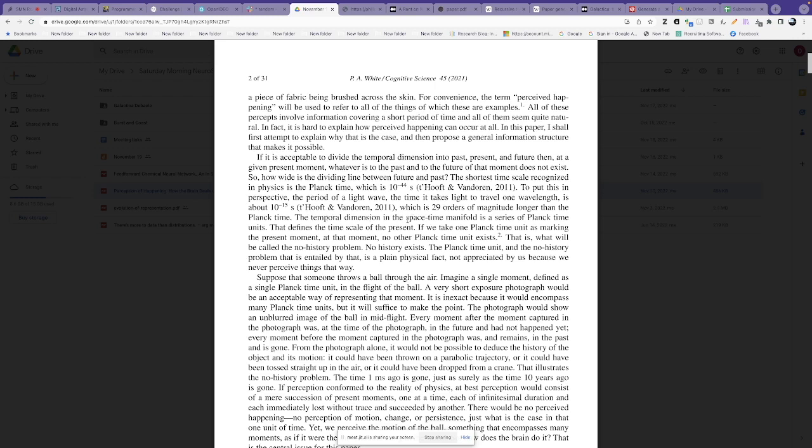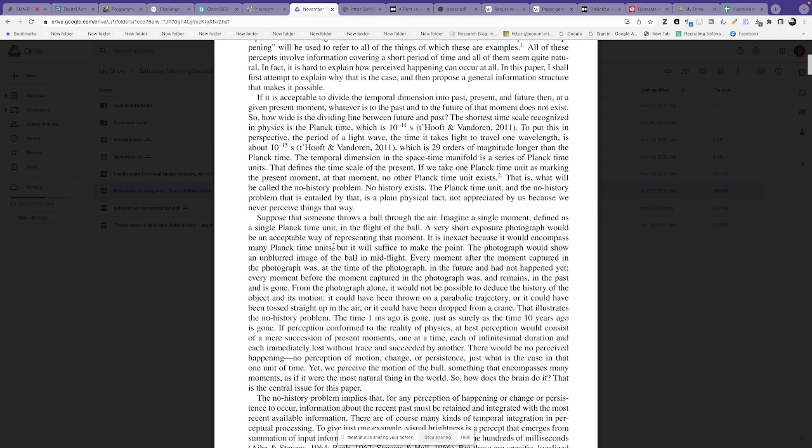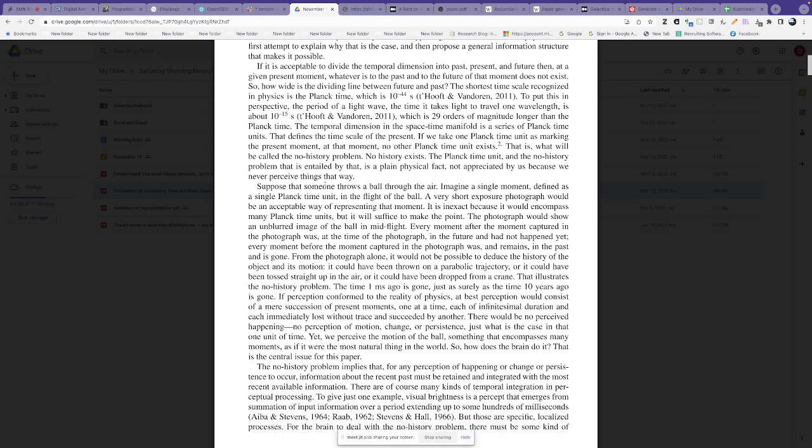So the temporal dimension in the space-time manifold is a series of Planck time units. So this is basically the time scale of the present. And then, of course, the things that you experience happen on a much longer time scale, at least with respect to that. If we take one Planck time unit as marking the present moment, at that moment no other Planck time unit exists. That is what we call the no history problem. No history exists. So he's using this Planck time unit as a way to describe the here and now, which I don't know if that's necessarily the greatest way to do that, but whatever.